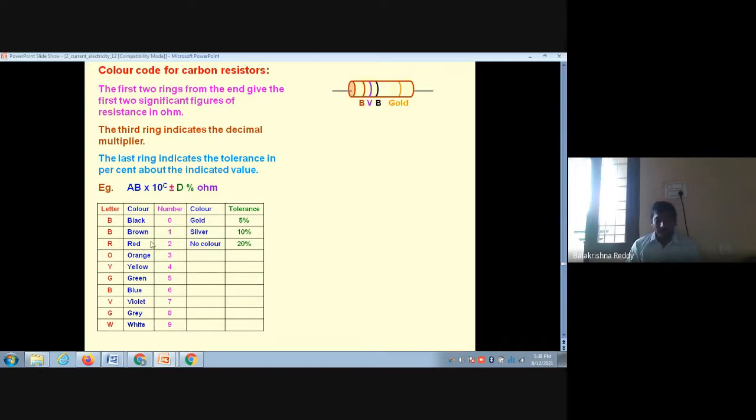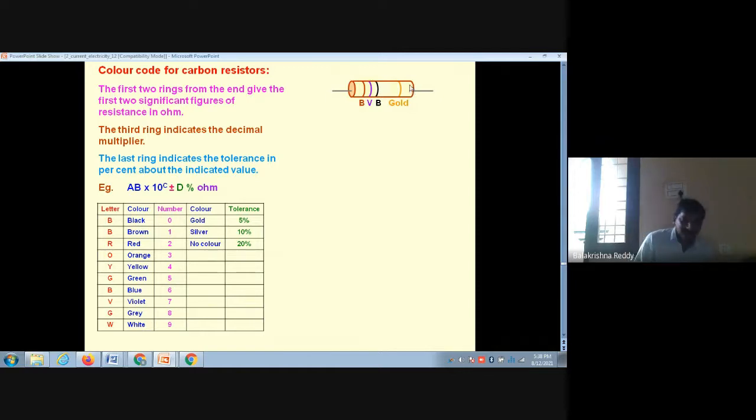The order is: black, brown, red, orange, yellow, green, blue, violet, gray, white. This order is applicable for these three rings, and the next are gold, silver, and no color. These are the three which are given in percentage terms, meaning uncertainty is expressed in percentages. So that is given here at the end as the tolerance.